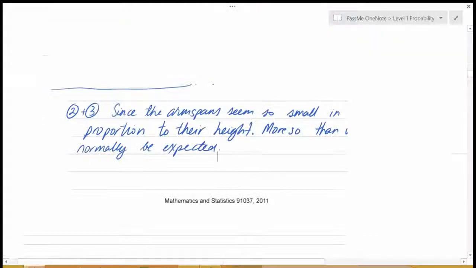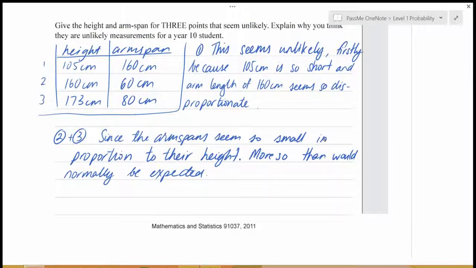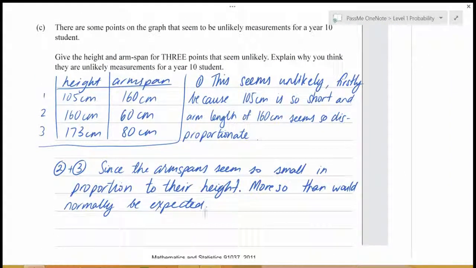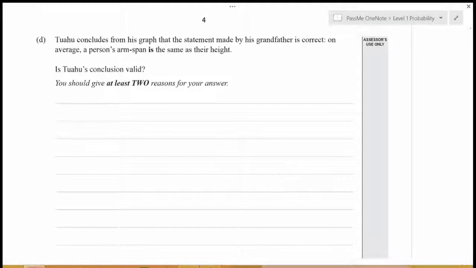Okay, so that's just an example of what you could write, and certainly you could identify different points and come up with different reasons, but that's just an idea, and that's really a merit question. Okay, so looking at question D here, Tuahu concludes from his graph that the statement made by his grandfather is correct, that on average a person's arm span is the same as their height. Is Tuahu's conclusion valid? You should give at least 2 reasons for your answer.